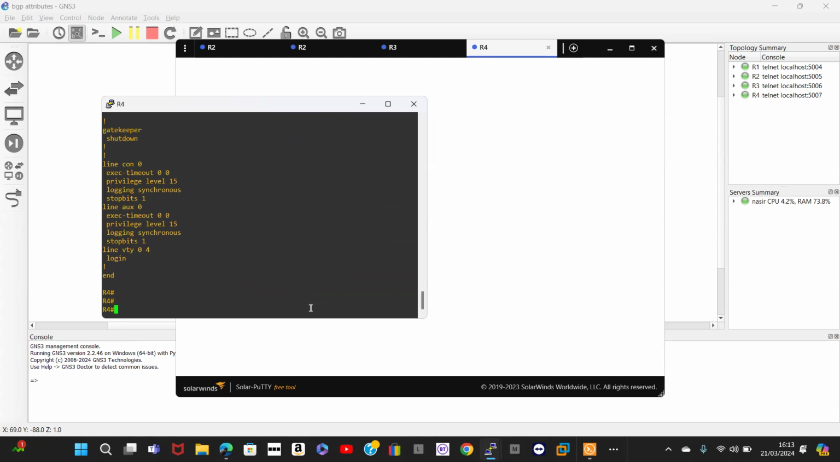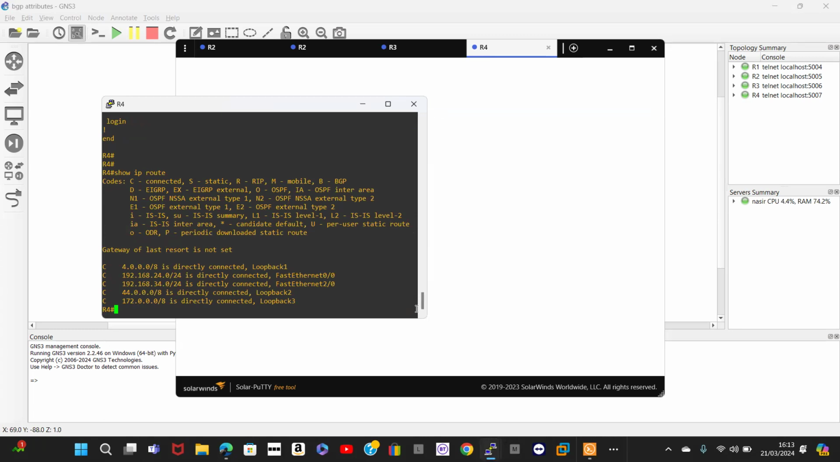Go up slowly a little bit. Oh, long. Now put the command show route. Show ip route. That's show ip route.